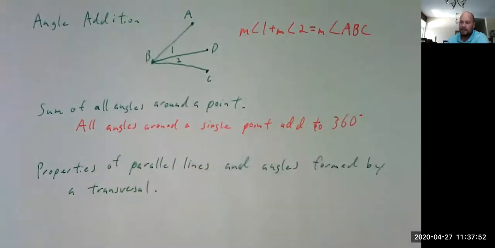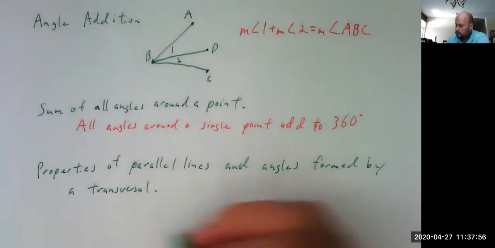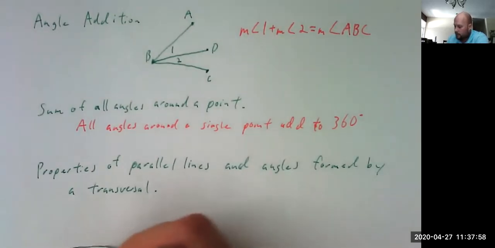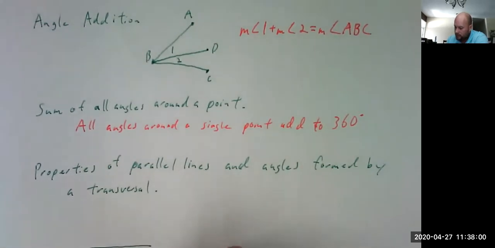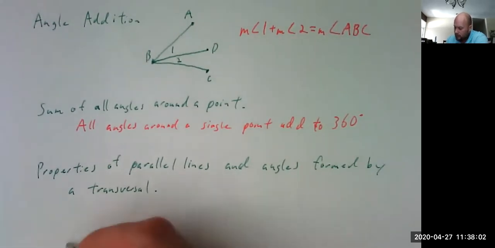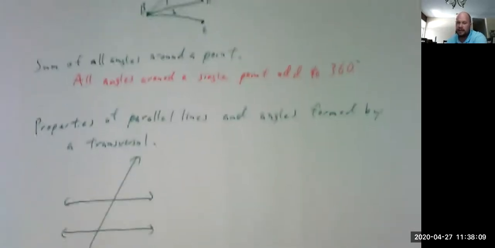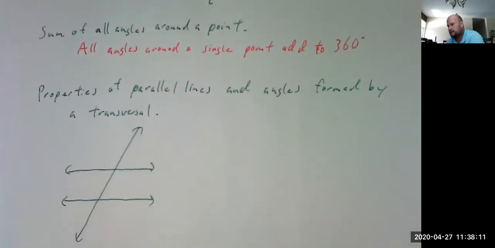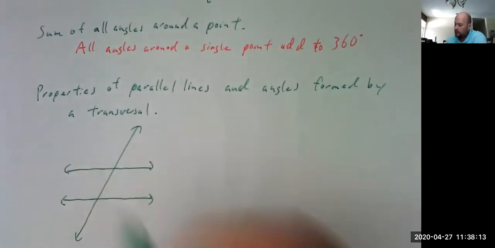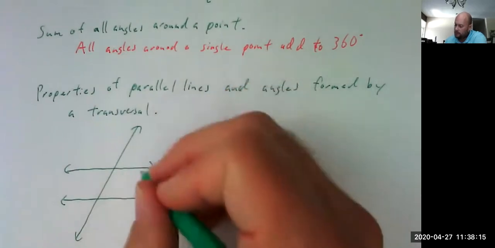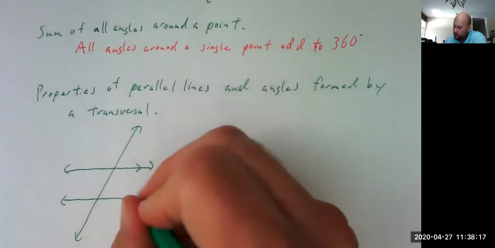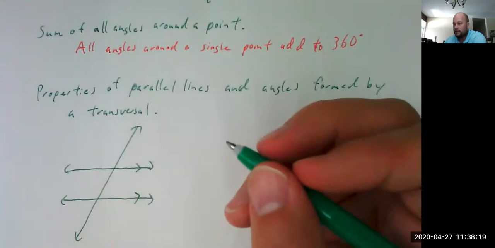So we're not going to spend a lot of time on the idea of what a transversal is, but I'm just going to draw the image here. So I have two lines that are parallel. Now, a transversal is a line that intersects at least two other lines. So this line would be a transversal. These two are parallel. Parallel lines never intersect.